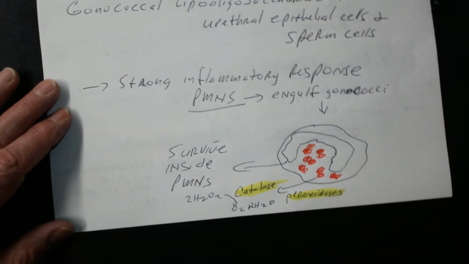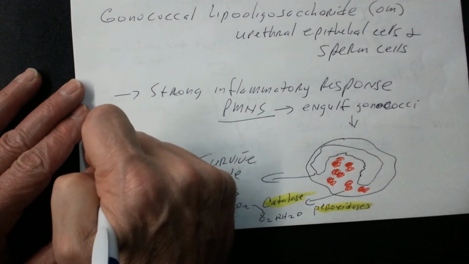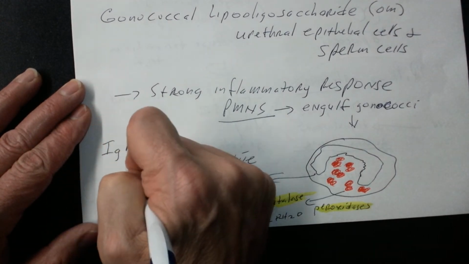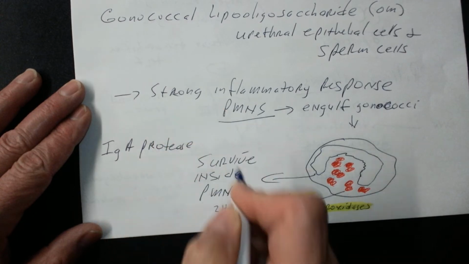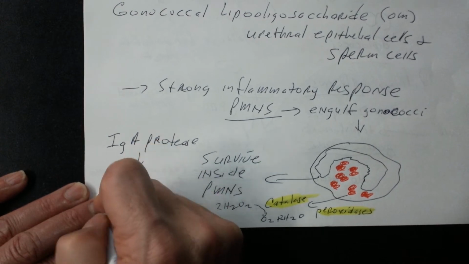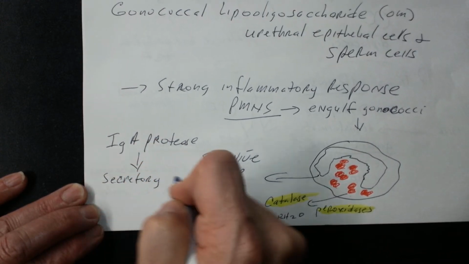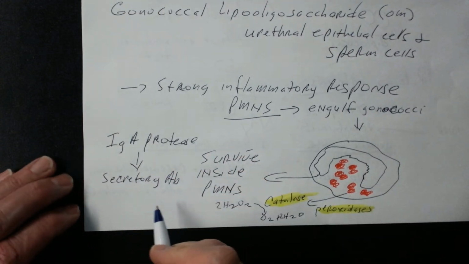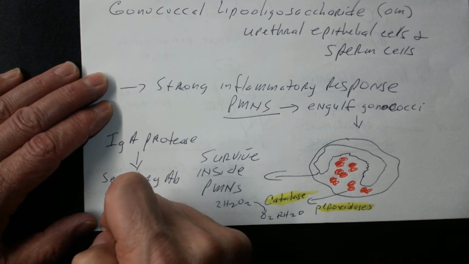Now, one other virulence factor made by Neisseria gonorrhea is an immunoglobulin A protease. So immunoglobulin A is the most important secretory antibody that is secreted across mucosal surfaces.